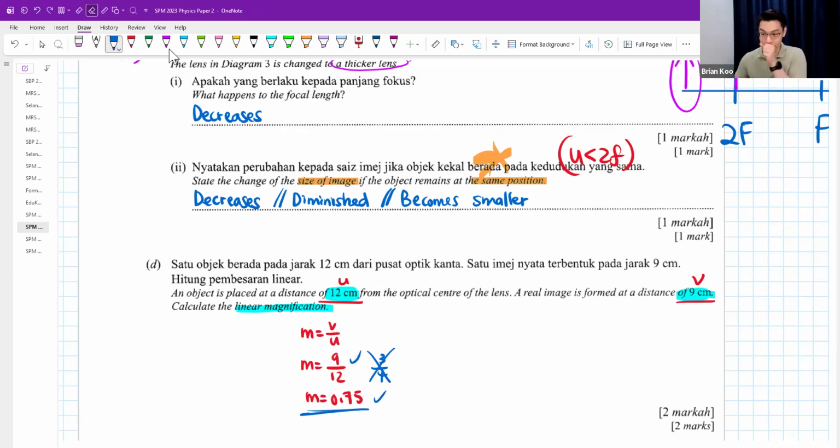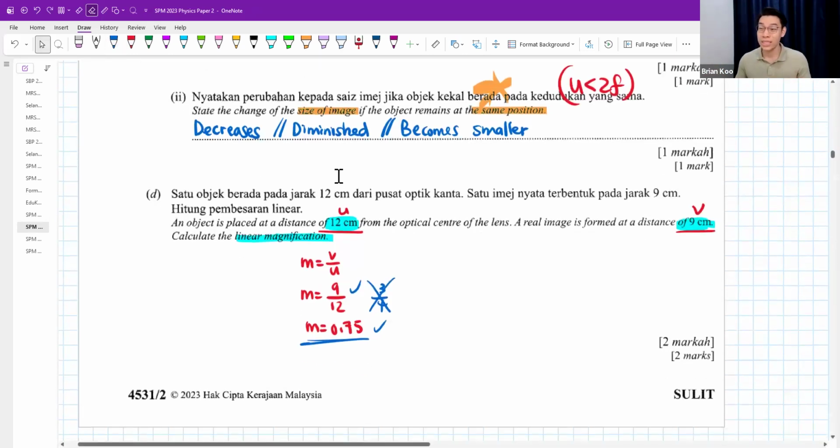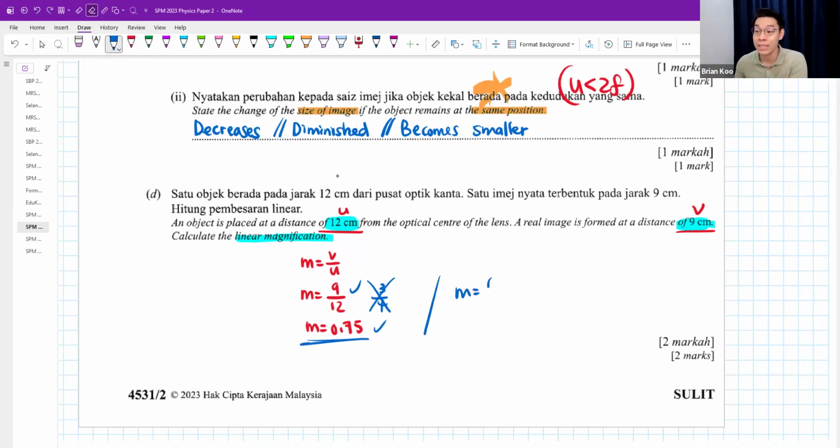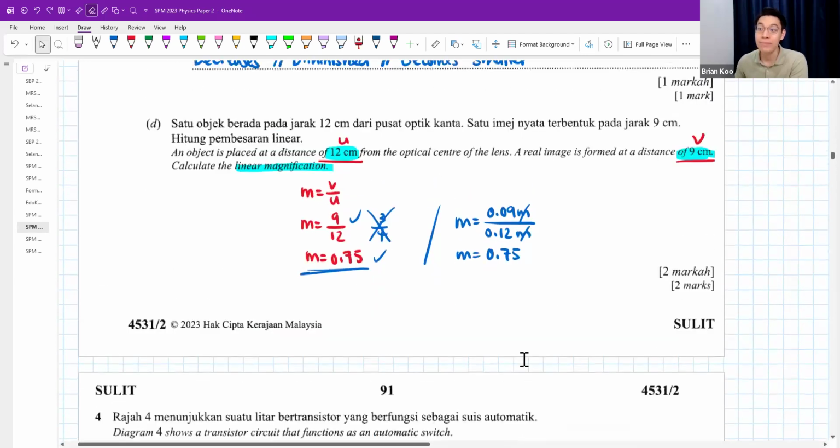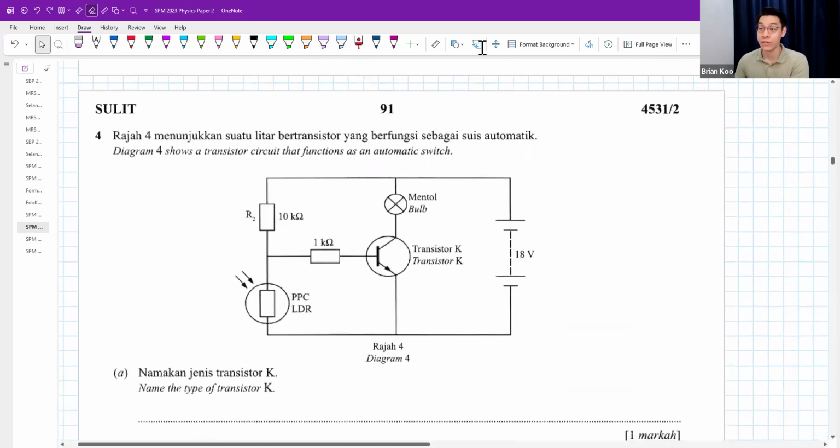Okay, and then some people will ask, teacher, can I do it in meters? Can also. You're going to get the same answer. The meter and meter will cancel, just like the cm and cm will cancel. That's why at the end, you should not have any unit. It will still be 0.75. Okay, done. That's question number 3. Then we move on. Question 4.